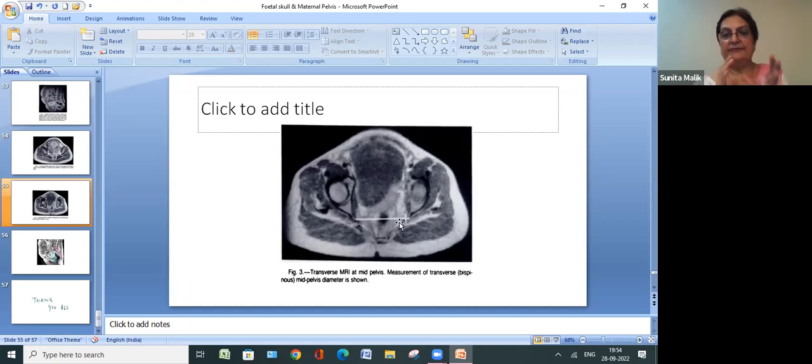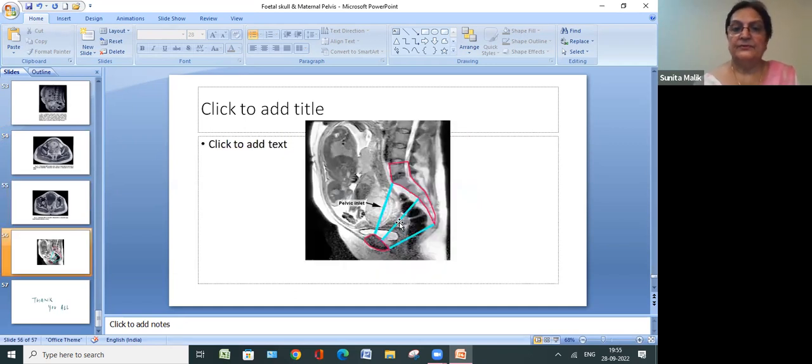So these different views, we keep on taking sections, and we have these different views, and then we can chart it and we can find out the diameters. So accordingly, then we decide whether there is any CPD or not. So this is a very accurate method, but still not available uniformly everywhere. So this is what the diameters are. Just a line drawn over that: inlet, mid cavity, and outlet. So this is how we do.